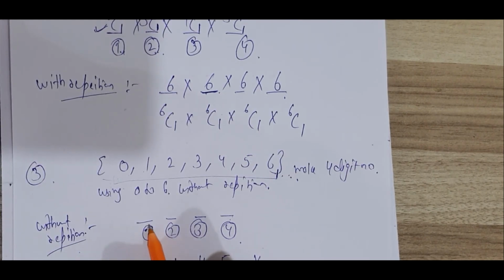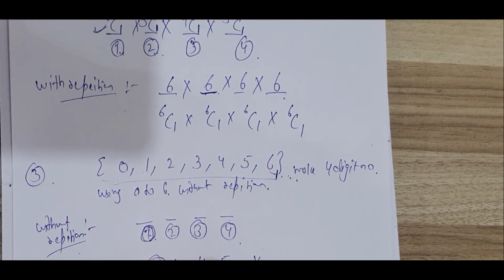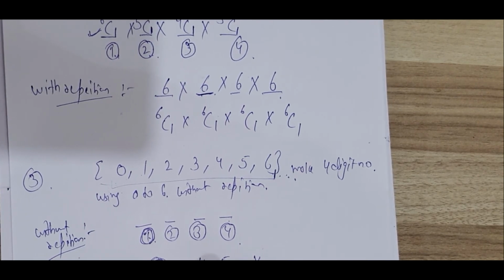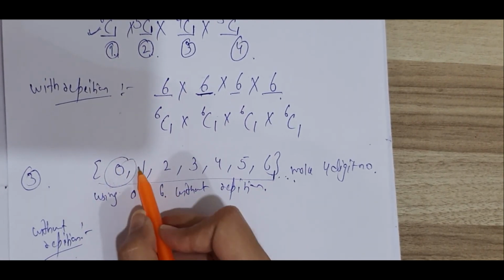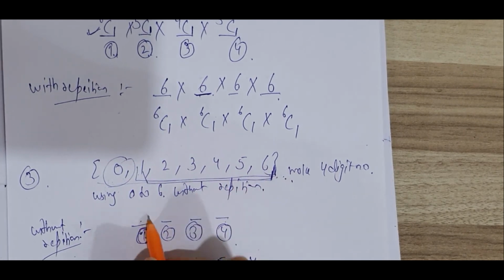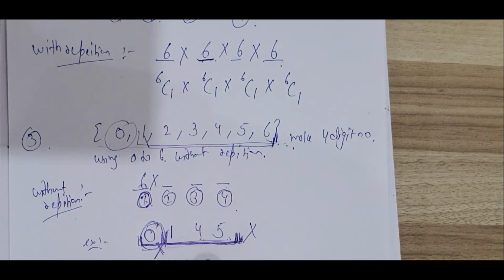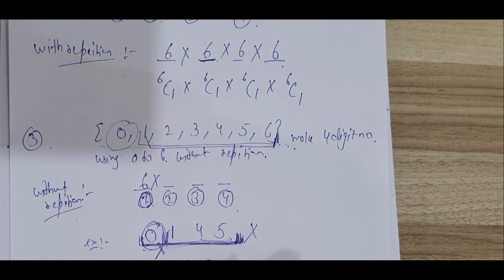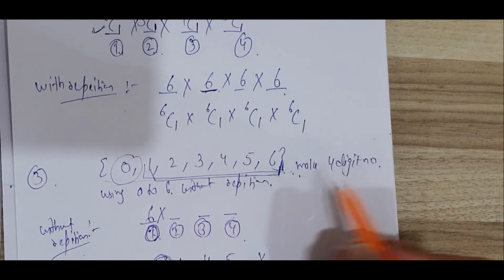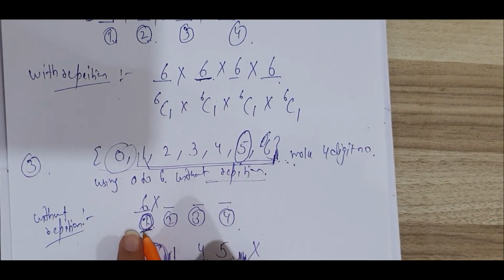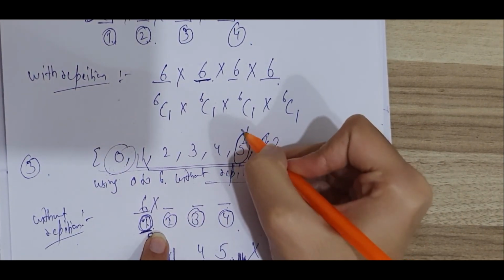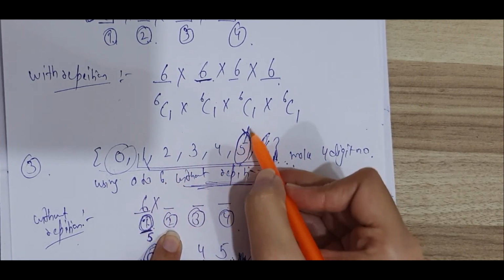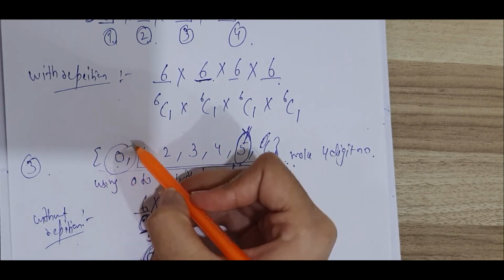It means that on the first place 0 can't be there, because if 0 is on the first place, it will make a 3-digit number. If 0 can't be there, then we are left with only 6 options. So 6 here. 6 into, if 0 is on the second place, does it make a 4-digit number? Yes, it does. It's without repetition. If I use 5 here, I can't use 5 on the second place, but I can use 0 here.